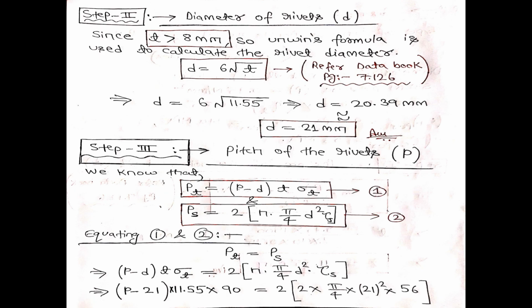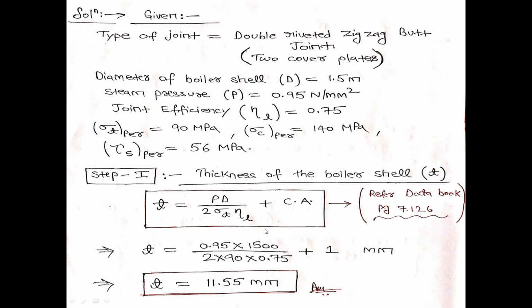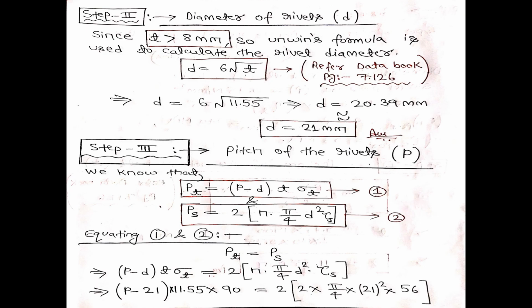So if two times shearing is taking place, then the shear strength becomes the number of times of shearing into n into pi by 4 d square tau. Here the number of shearing is two, so it is 2 into n into pi by 4 d square tau. Here again the value of n will be 2, because we are using a double riveted joint.